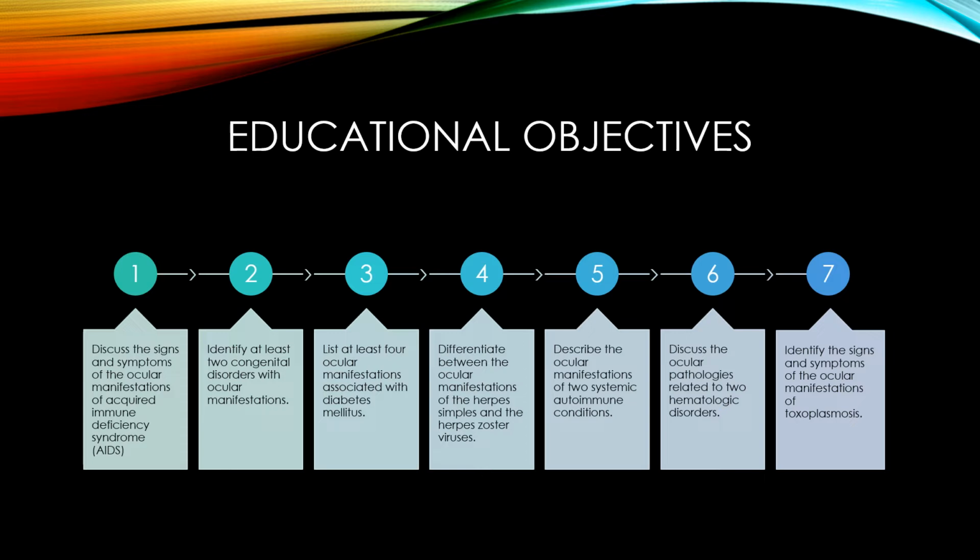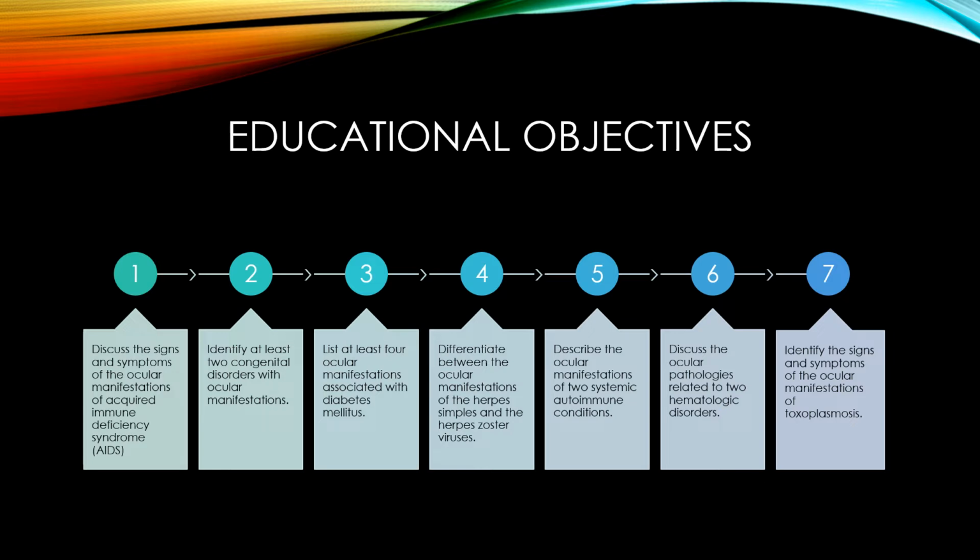To reiterate the educational objectives for this module, 1 is discuss the signs and symptoms of the ocular manifestations of acquired immune deficiency syndrome. 2, identify at least 2 congenital disorders with ocular manifestations. 3, list at least 4 ocular manifestations associated with diabetes mellitus. 4, differentiate between the ocular manifestations of the herpes simplex and the herpes zoster virus.